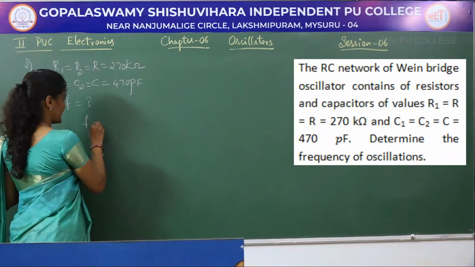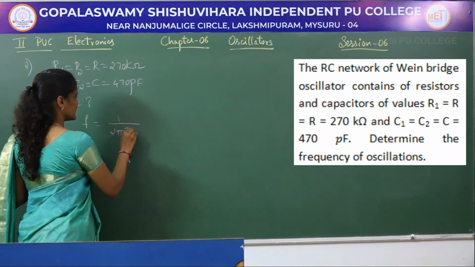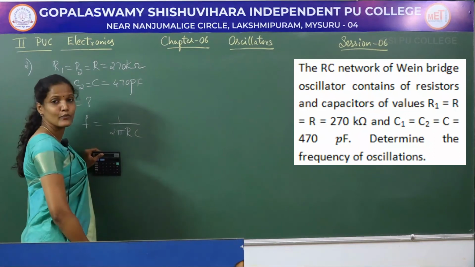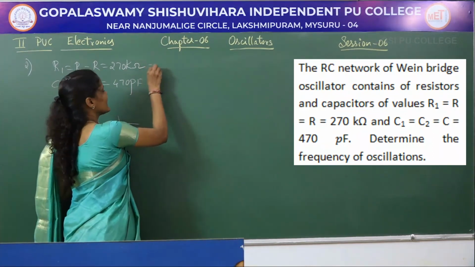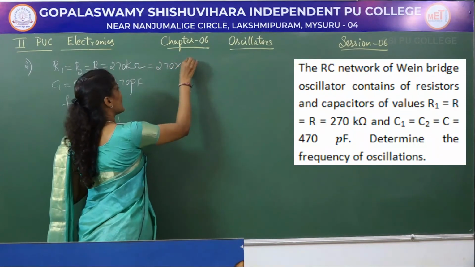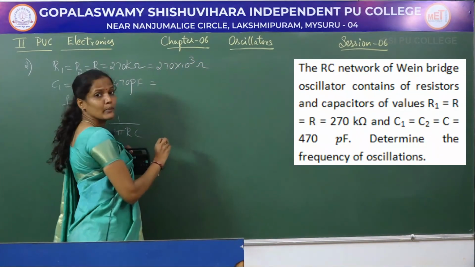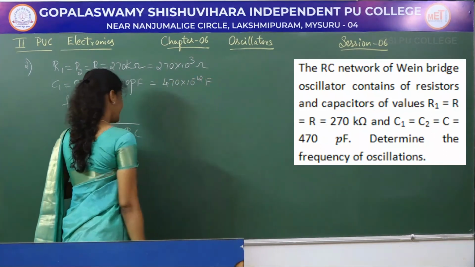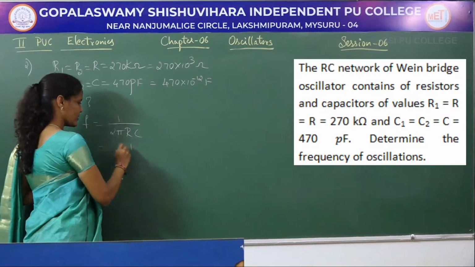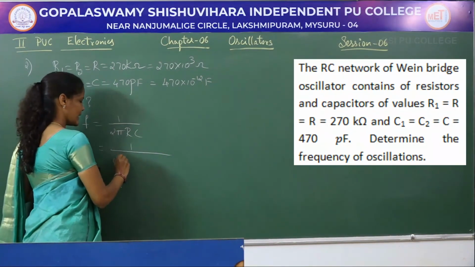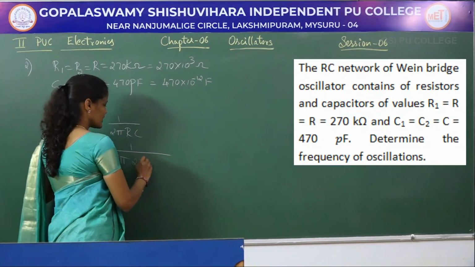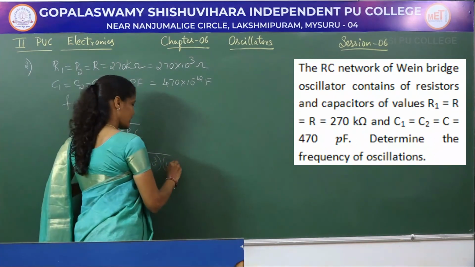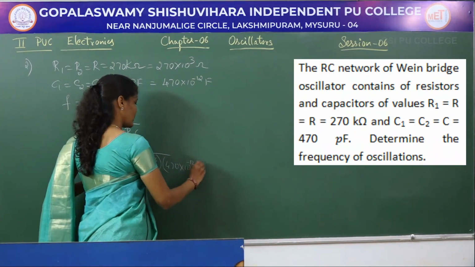So you are having this formula, f is equal to 1 divided by 2 pi RC, where R value is given as 270 kilo ohms and C value is given as 470 picofarad. 270 kilo in the sense 270 into 10 to the power of 3 ohms, and 470 pico in the sense 470 into 10 to the power of minus 12 farad. So let us substitute these values in this formula and find out the frequency. f is equal to 1 divided by 2 pi, R is 270 into 10 to the power of 3, and C value is 470 into 10 to the power of minus 12.